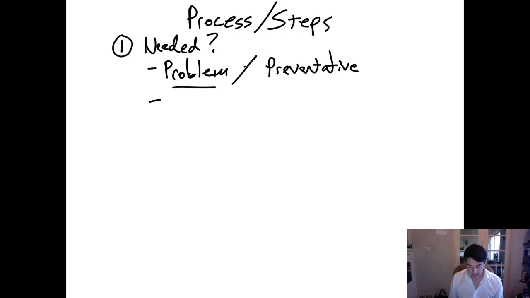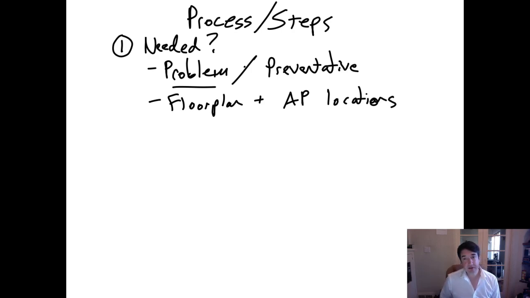Number two, have you looked at the floor plan along with the access point locations? And of course, this could also be antenna locations if you're using external antennas. Have you looked at those, and does that perhaps give you an indication of why you have a problem, or does that perhaps raise red flags if you're doing something preventative? Sometimes that can be the case.